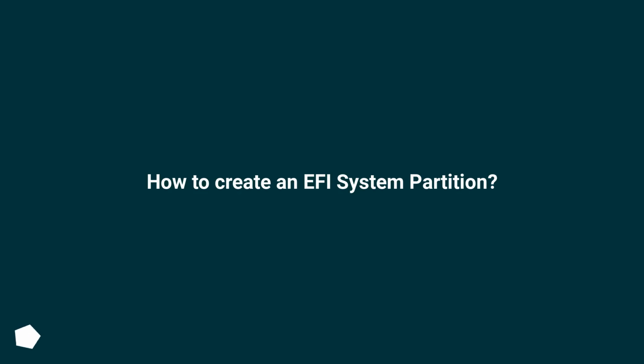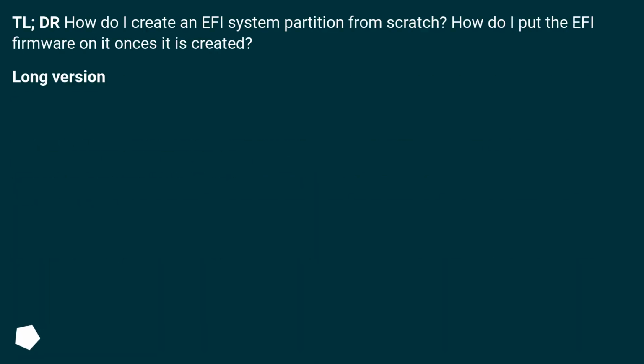How to create an EFI system partition? TL;DR: how do I create an EFI system partition from scratch? How do I put the EFI firmware on it once it is created? Long version.